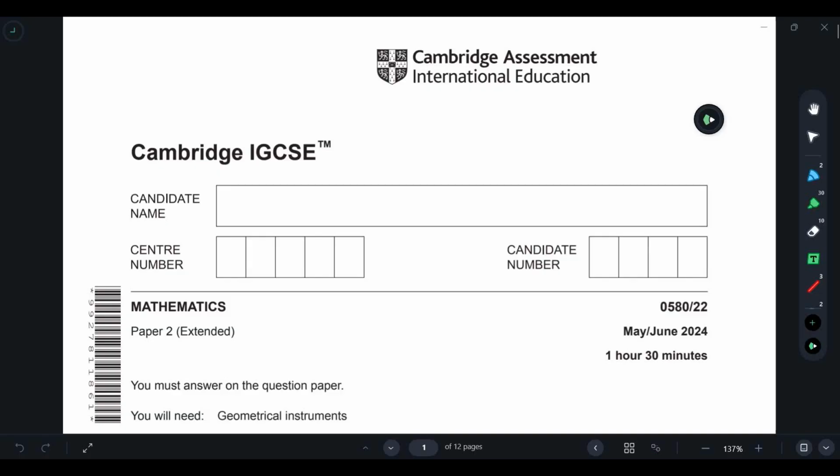Hello everyone. Today we are going to discuss the new paper from May-June 2024, related to 0580 paper 22.